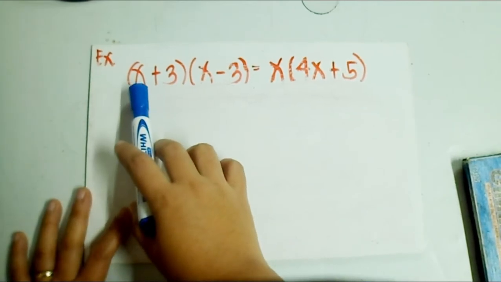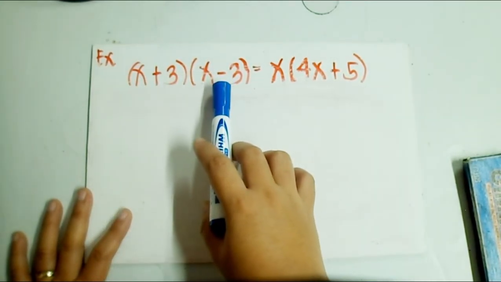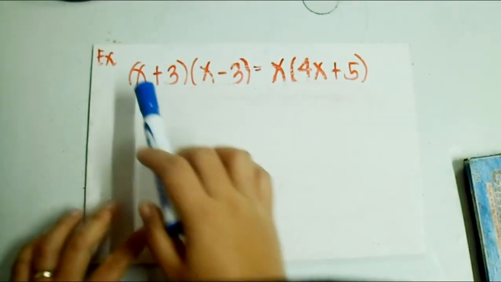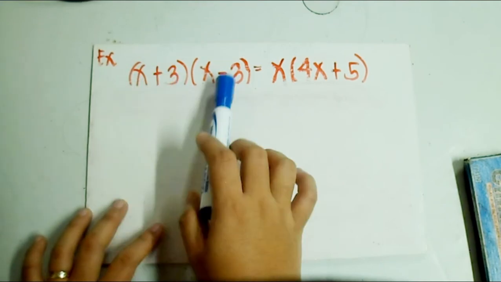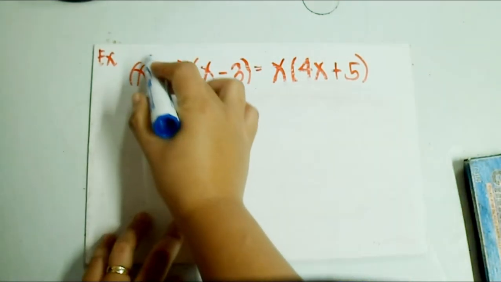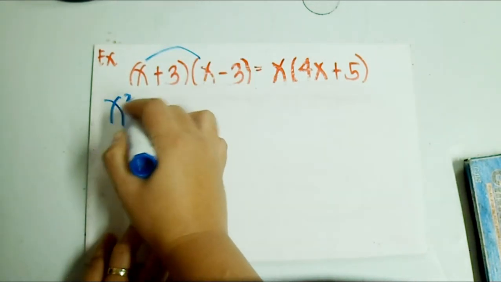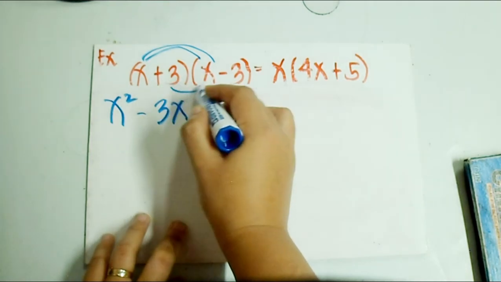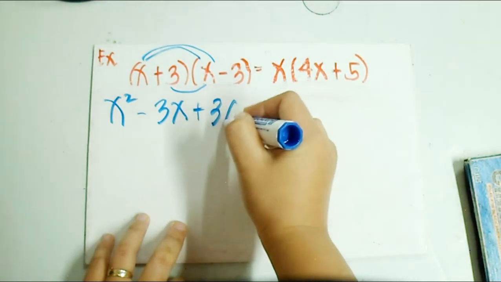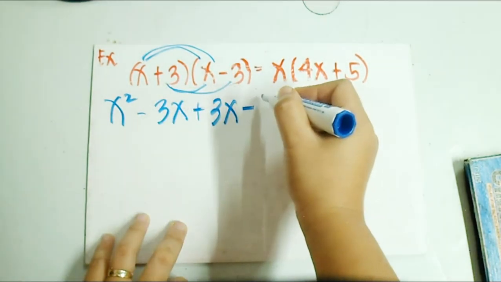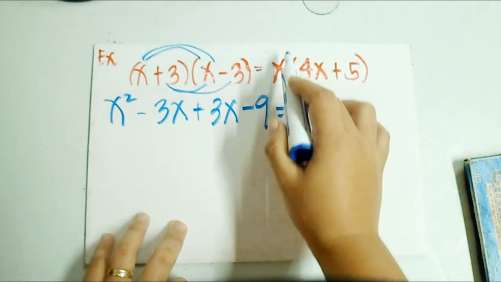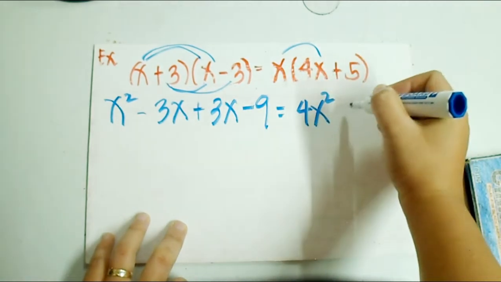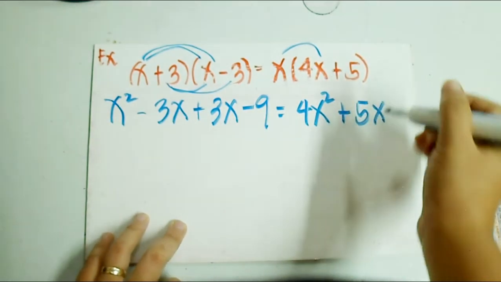Well, we have the product of the binomials x plus 3 times x minus 3 equals x times the binomial 4x plus 5. So we will distribute these terms here to this binomial. We have x times x, we have x squared, and x times negative 3, that is negative 3x, positive 3 times x, that is positive 3x, and positive 3 times negative 3, that is negative 9, equals x times 4x, that is 4x squared, x times positive 5, that is positive 5x.